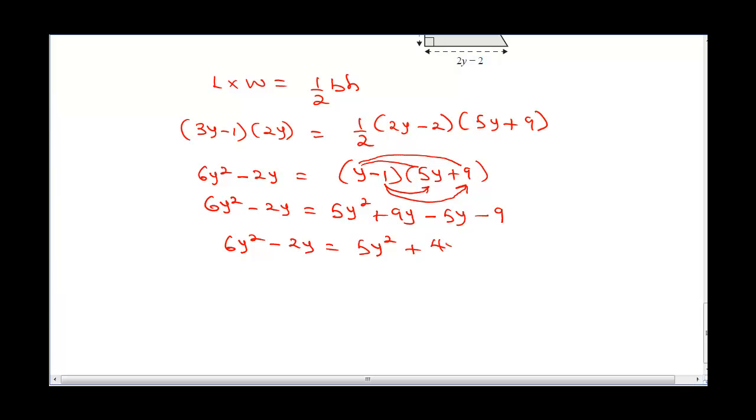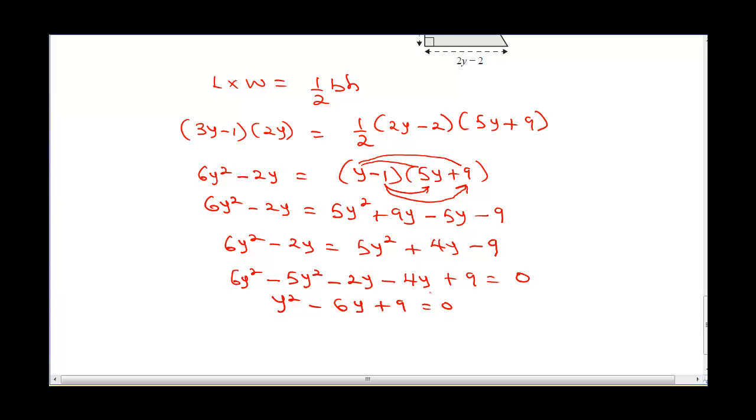So from here, we're going to have 6y squared minus 2y is equal to 5y squared plus 4y minus 9. At this point, we need to collect like terms so we can solve a quadratic equation, because we are seeing the y raised to the power 2. So this is going to lead us to a quadratic equation. Collecting the like terms, we'll have 6y squared, 5y squared coming over is going to be minus 5y squared. So we're going to have minus 2y, 4y coming over is going to be minus 4y. Then minus 9 coming over is going to be plus 9. It's equal to 0. So from here we have y squared minus 6y plus 9.